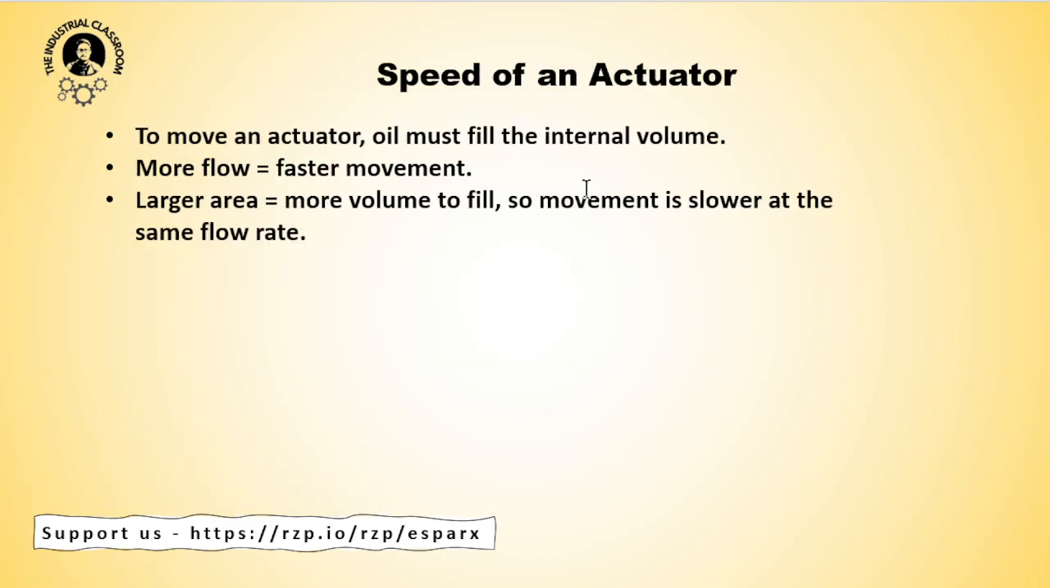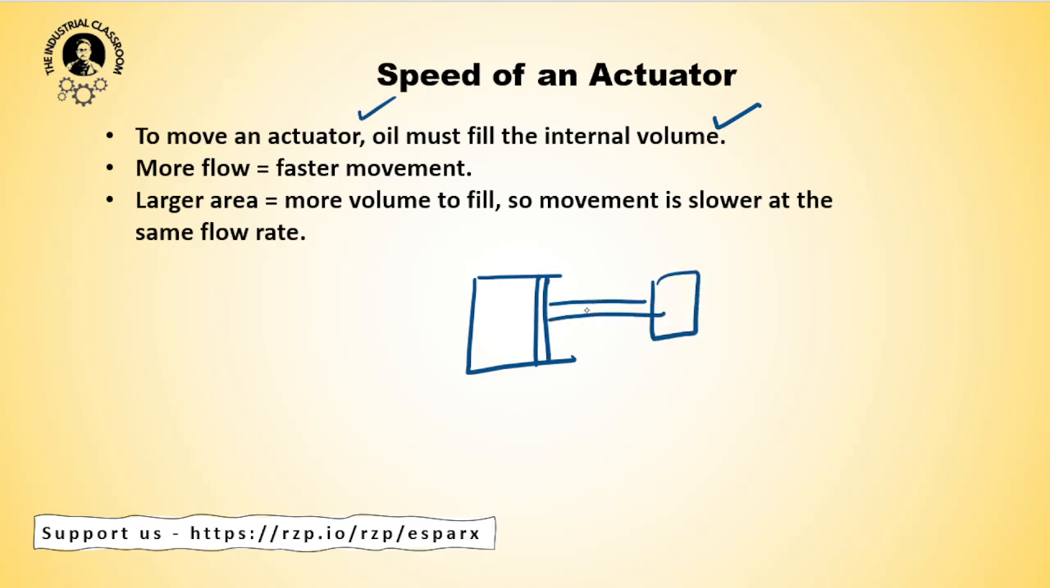Next, the speed of the actuator. To move an actuator, oil must fill the internal volume. Okay, so this is the cylinder and this is my actuator. To move this actuator, the oil must fill the volume. After filling up, through this hose or inlet, the whole volume, only then will the actuator move. More flow, faster movement. Larger area, more volume to fill, so movement is slower.